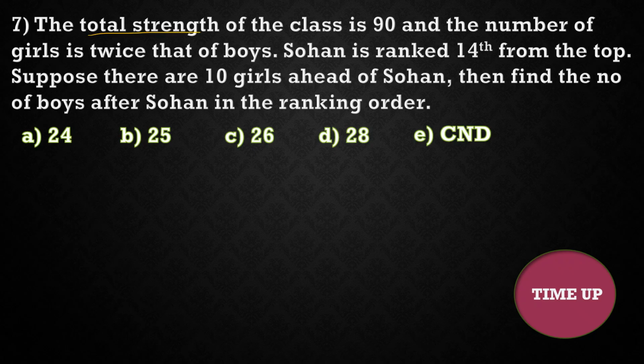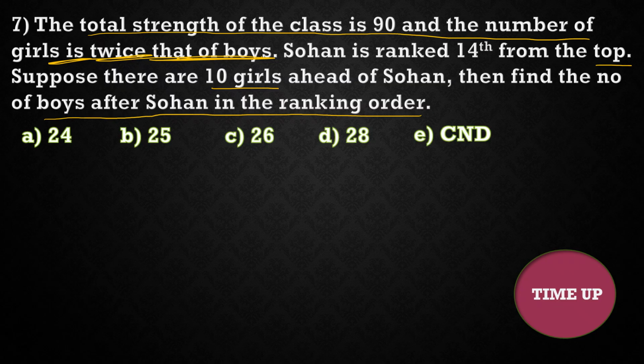The total strength of the class is 90 and the number of girls is twice that of boys. This is very important. Sohan is ranked 14th from the top. Suppose there are 10 girls ahead of Sohan, then find out the number of boys after Sohan in the ranking order. Now here total strength is given, that is 90 in a classroom. Then they say the number of girls is twice that of boys.